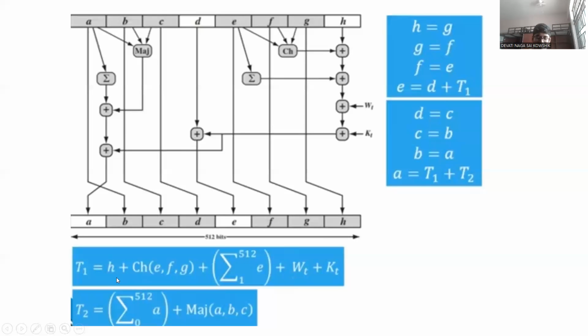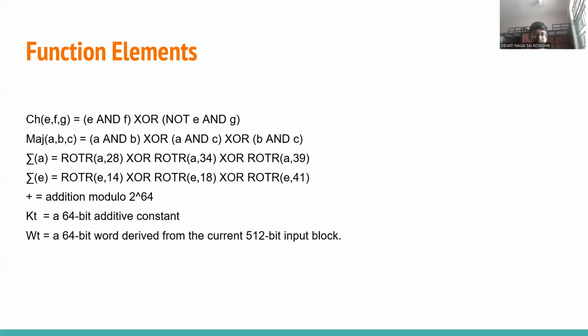T1 is equal to H plus CH of E, F, G plus sigma 1 of 512 of E plus Wt plus Kt. To find the T2 value, we use the formula sigma 0 of 512 of A plus majority function of A, B, C. And after this, these are the functions that we use to calculate the round function values.